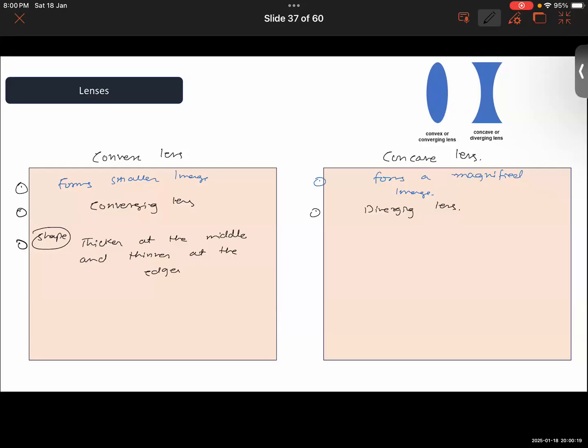That is one thing. Talking about the shape of the concave lens. Continue. Concave is thinner at the middle and thicker at the edges. Good. So thinner at the middle and thicker at the edges. Good.